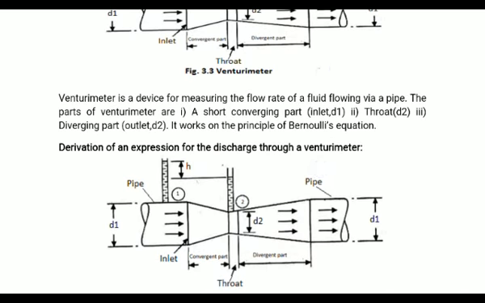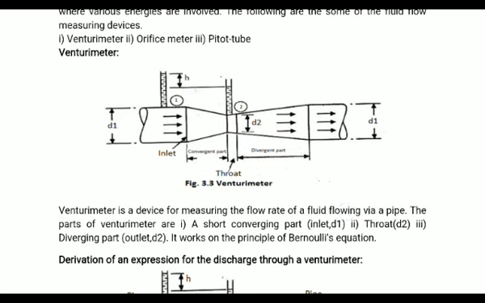A Venturi meter is a device for measuring the flow of fluid flowing via a pipe. The parts of a Venturi meter are a short converging part where the inlet diameter is D1, the throat D2, and the third is the diverging part. It works on the principle of Bernoulli's equation. So, three parts: converging part, throat, and diverging part.